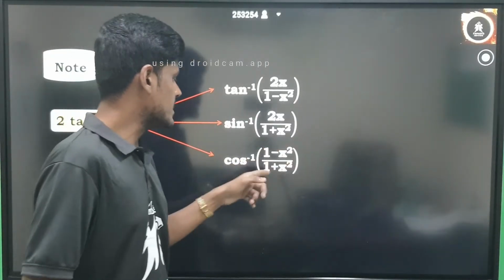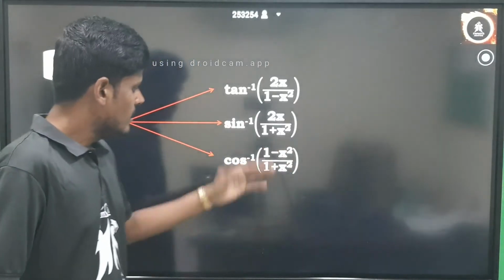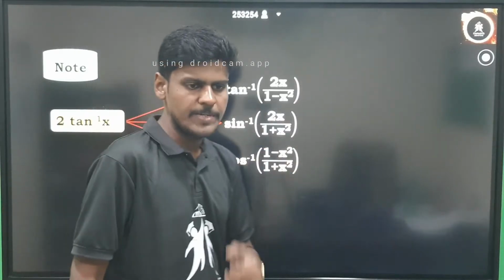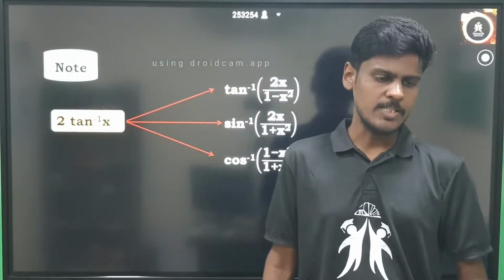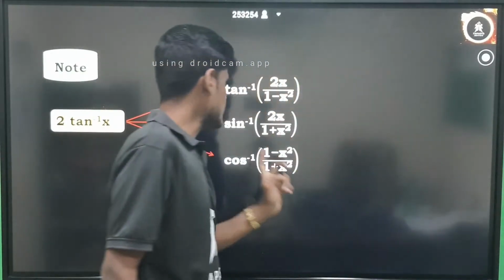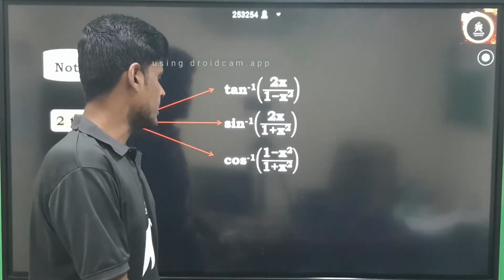Cos inverse of 1 minus x square by 1 plus x square. Again 1 minus tan square theta by 1 plus tan square theta is cos 2 theta. So cos inverse of cos 2 theta is again 2 theta.